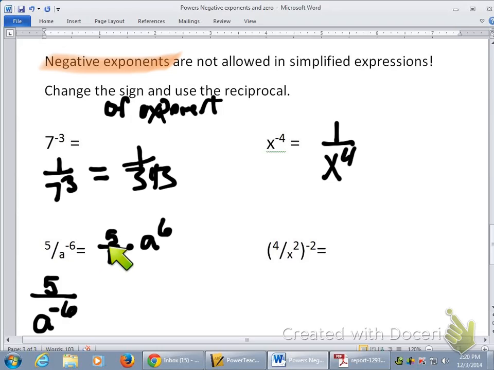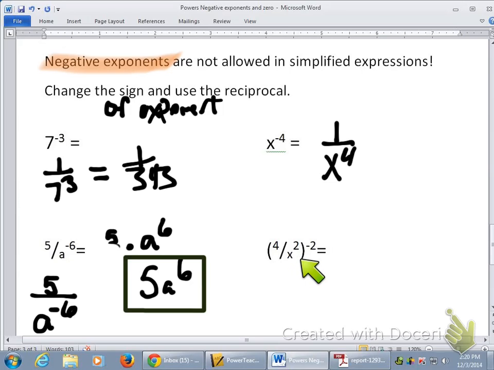5's in the numerator here. Look, it stays in the numerator here. Times. Now I flipped this. Notice that it was in the denominator. Now it becomes in the numerator. The exponent was negative, but I switched it to positive when I did the reciprocal. And you can see that that becomes my answer, 5a to the 6th.